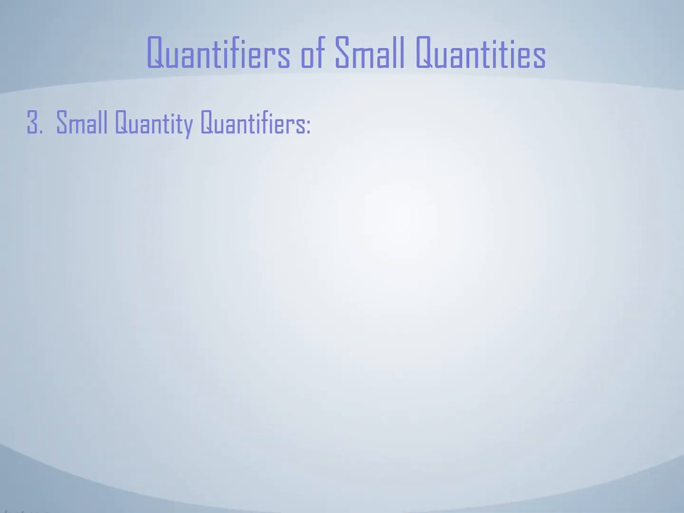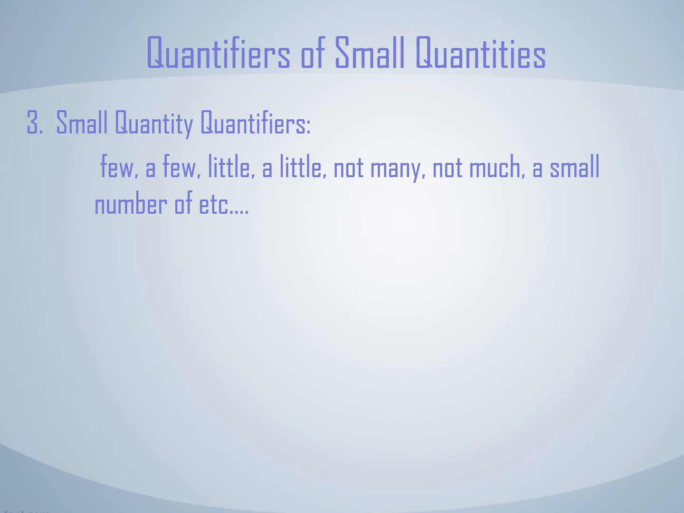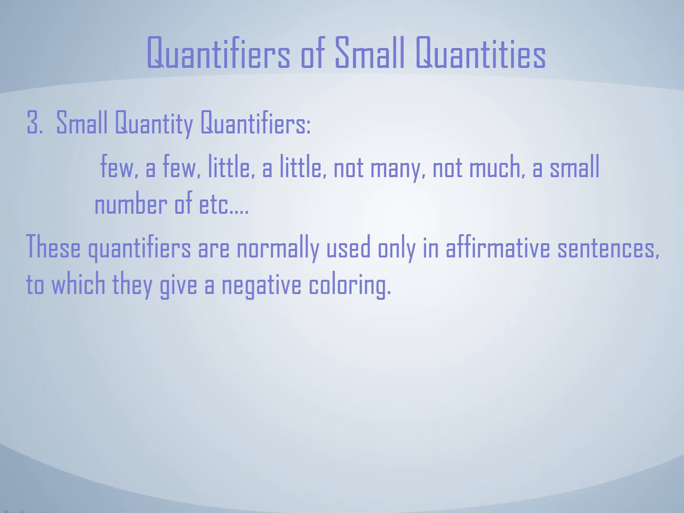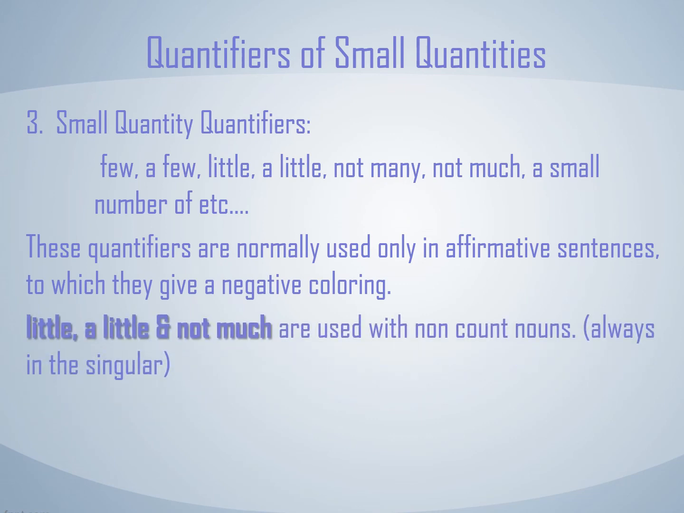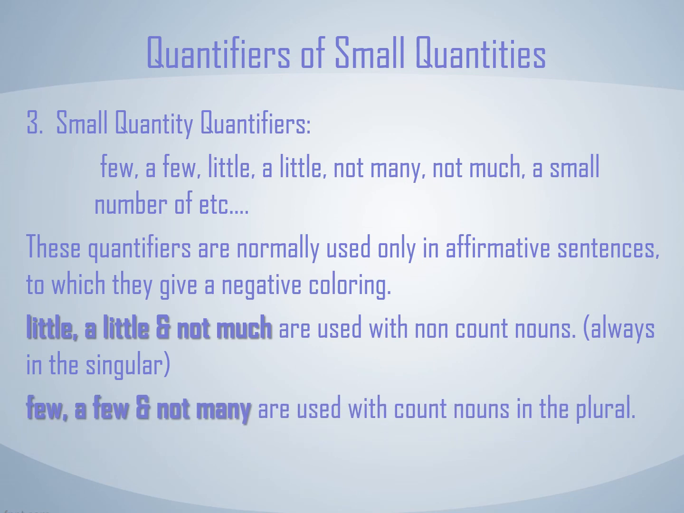Now, small quantity quantifiers. I explained a few: few, a few, little, a little, not many, not much, a small number of, and so on. These quantifiers are normally used only in affirmative sentences. Remember this thing, they give a negative coloring, right? If we are using them in positive sentences, our meaning would be negative. Now, a little and not much are used with non-count nouns, always in singular. And few, a few, and not many are used with count nouns in plural sense. Sentences will explain.